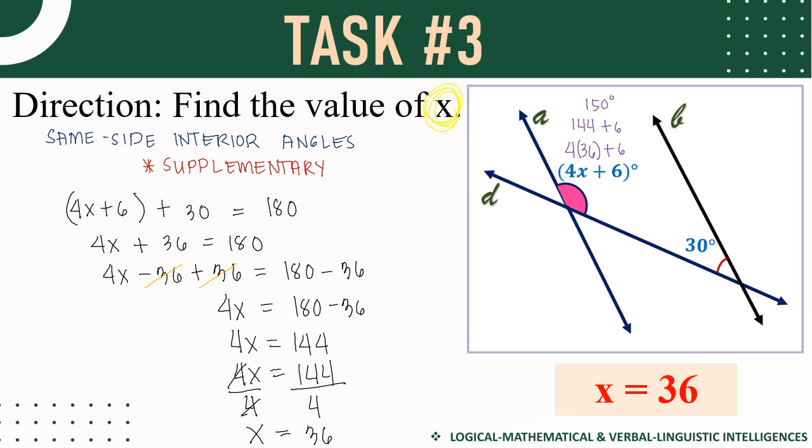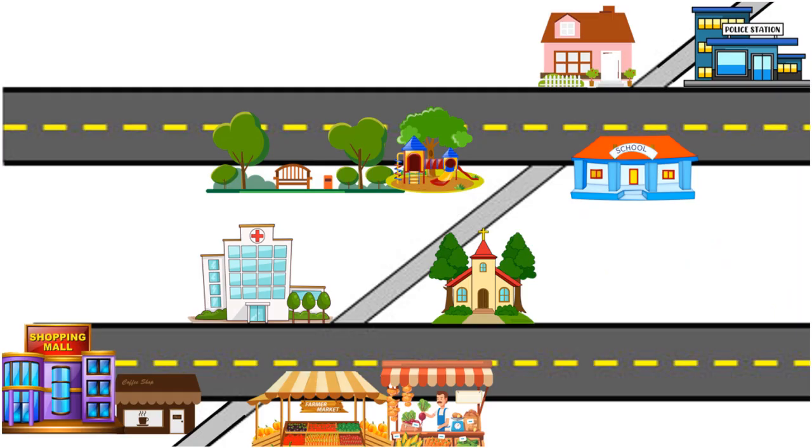I'm going to put here degrees. 150 degrees plus 30 degrees. Okay, so again, you're going to have 150 degrees plus 30 degrees. It is actually 180 degrees, which is actually true since they are supplementary. So that only means that you got the correct answer, which is x equals 36.